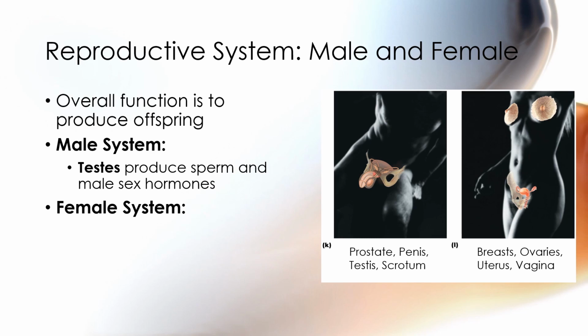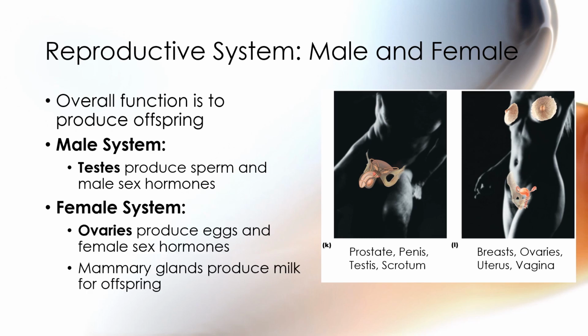Okay, so the female system have the ovaries. So the ovaries are really the organ that is going to be producing the eggs and the female sex hormones. But the female system has an extra job because it has to be able to carry the offspring to term, right? So we also have mammary glands. We also have some other accessory organs to help maintain and support a developing offspring. Okay.